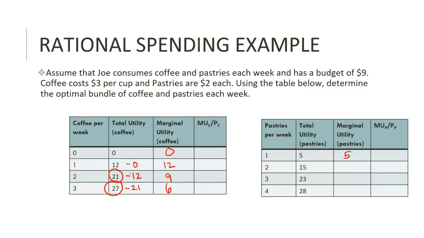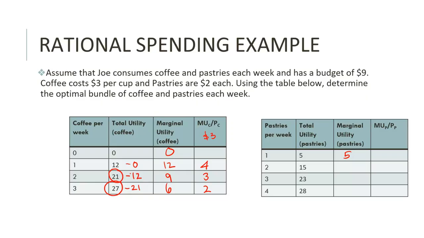And then we want to do marginal utility of coffee divided by the price of coffee. So our coffee is $3. We're going to divide each of these by 3. So first cup of coffee, 12 divided by 3 is giving us 4 utility per dollar. The second cup of coffee, 9 divided by 3 gives us 3 utility per dollar. And that last one, we're getting an extra 6 utility, so we're only getting 2 more utility per dollar, 6 divided by 3.